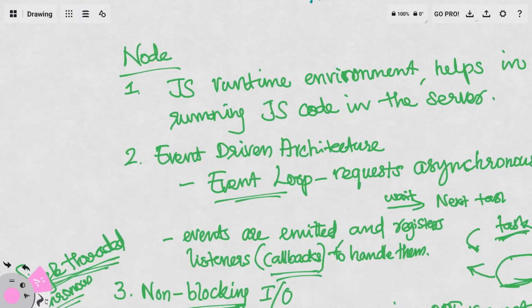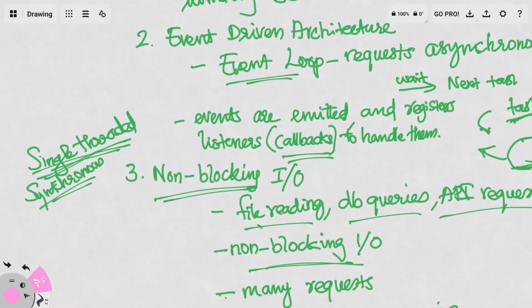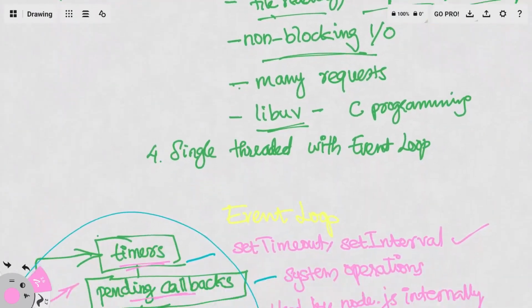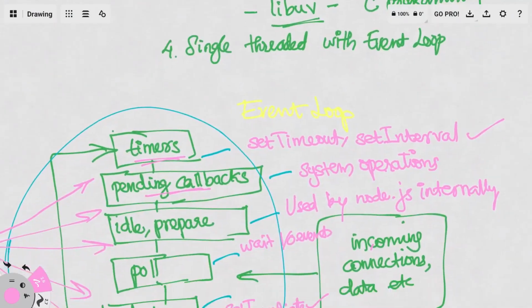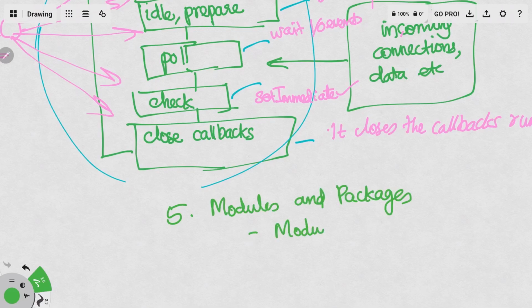So we said Node.js is the JS runtime environment. It uses event-driven architecture. It uses non-blocking I/O. It is single-threaded with the event loop. All these four things we told, right? Fifth point is modules and packages. Node.js is built in a modular fashion and it has built-in modules also.